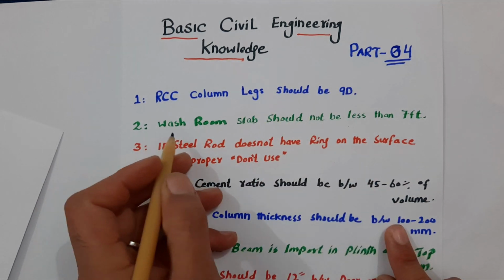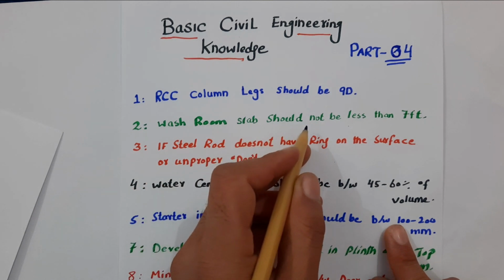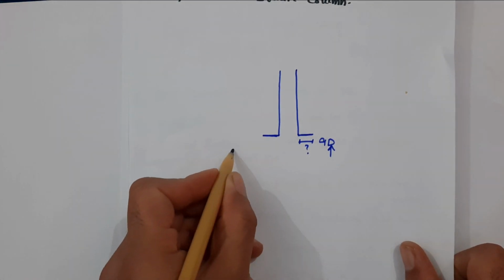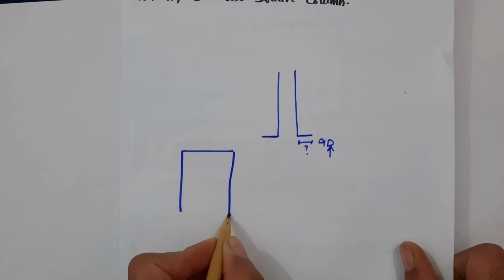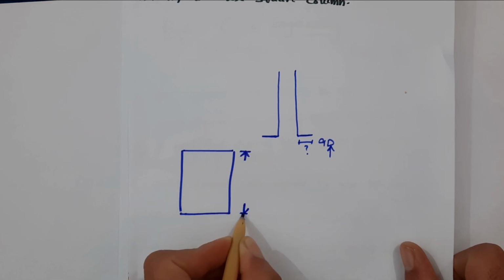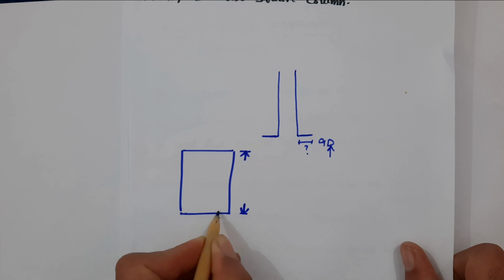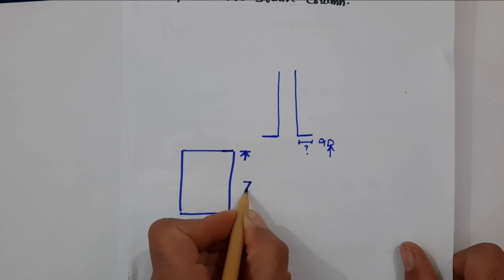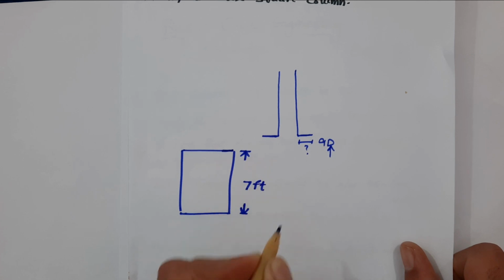The second one is washroom slab height should be not less than 7 feet. You can see guys here, suppose this is a washroom. So the height of the washroom, from the ground floor to the slab, should be not less than 7 feet.